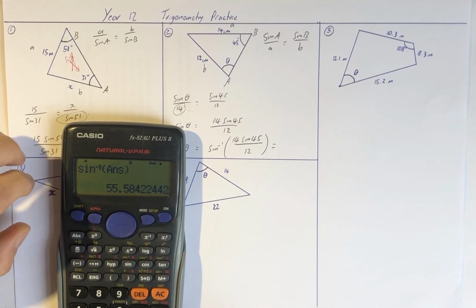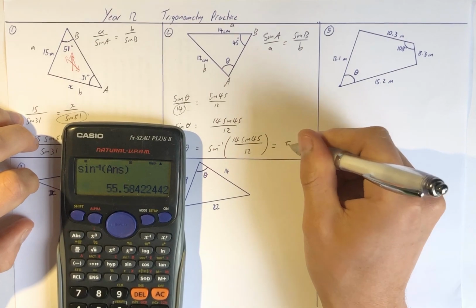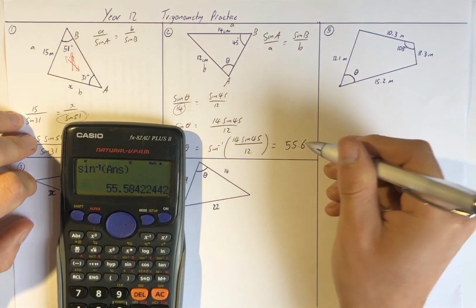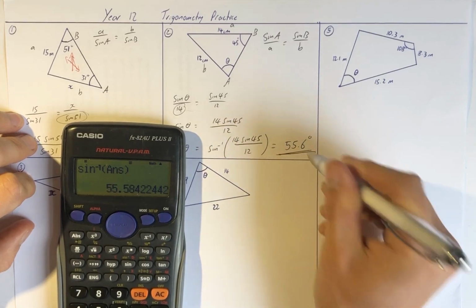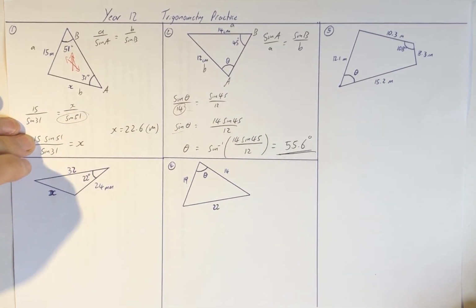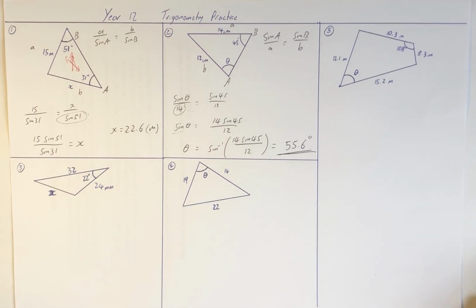And 55.6. The units are degrees. It's an angle. We've found our angle, 55.6 degrees. Cool. So the other rule that we've been working with is the cosine rule, and this is the cosine rule finding a side.